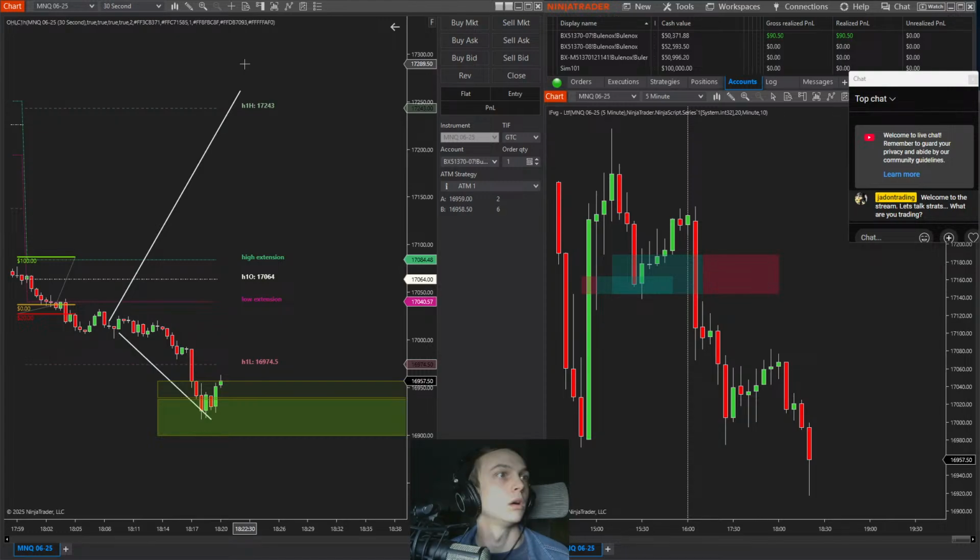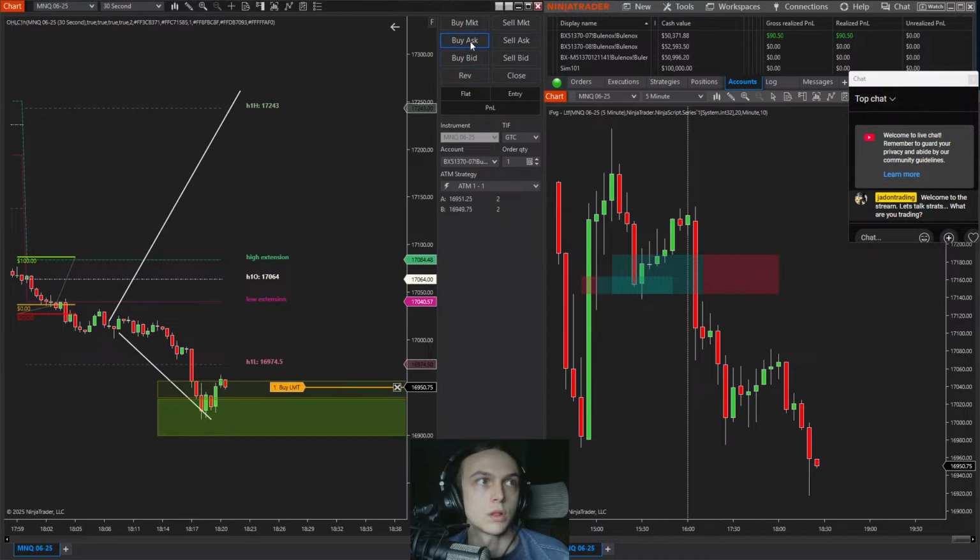Okay. I might get an entry here. Should I do it? I prefer a little more price action, but we do have that wick on the 5 minute. It's a new 5 minute candle. Order filled. I'm gonna build a position here.